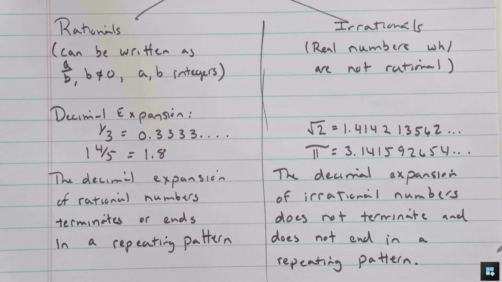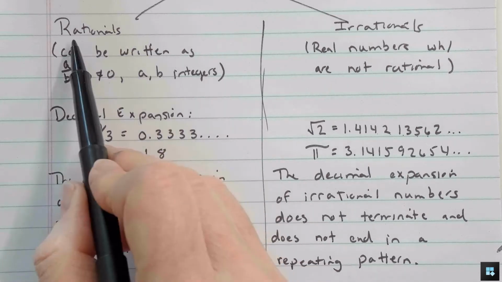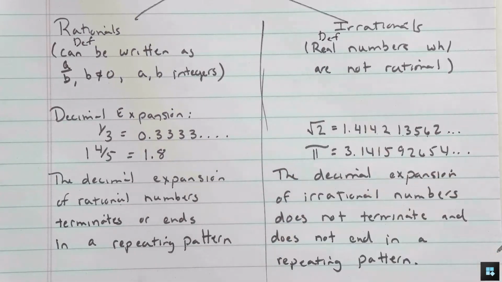So we have the definition of what the rationals and irrationals are up here. And a characteristic of that definition is how their decimal expansions play out. So I'll give you a list of some numbers and you can circle the ones that are rational. Does anybody have any questions before we do that?